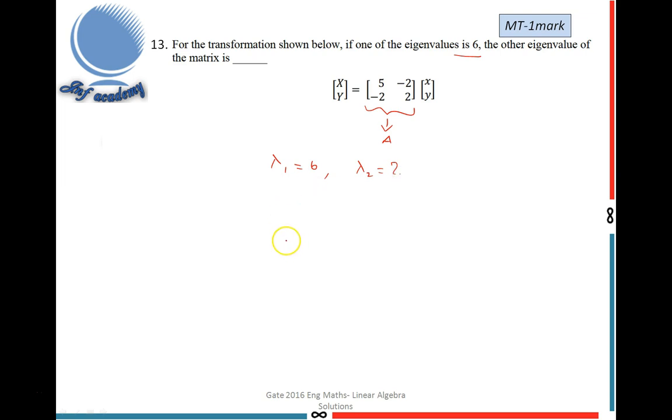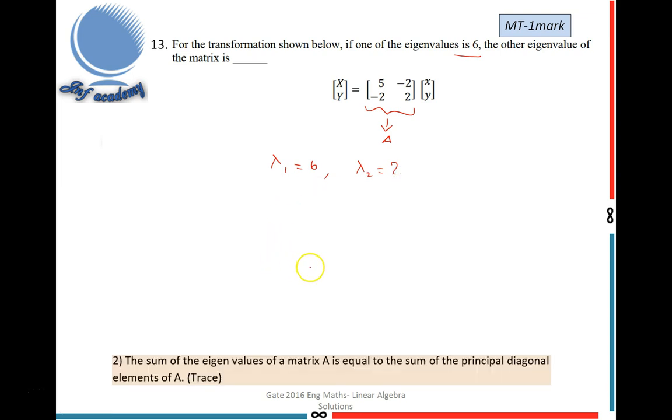Here I use one property: the sum of the eigenvalues of the matrix A is equal to the sum of the principal diagonal elements. So lambda 1 plus lambda 2 equals the sum of the principal diagonal elements. What are the elements? 5 plus 2, that is 7. Lambda 1 is 6, lambda 2 is unknown, so lambda 2 equals 7 minus 6, which is 1. So the other eigenvalue is 1. 1 is the answer.